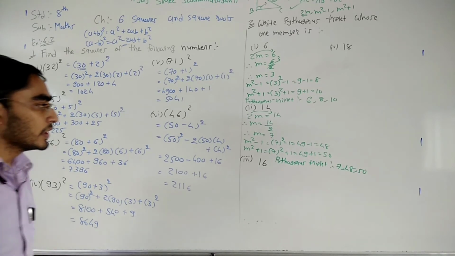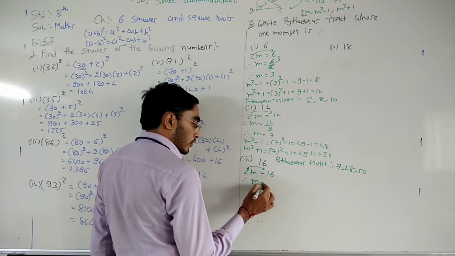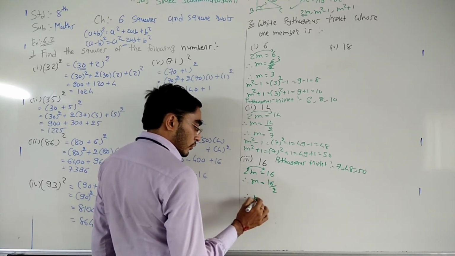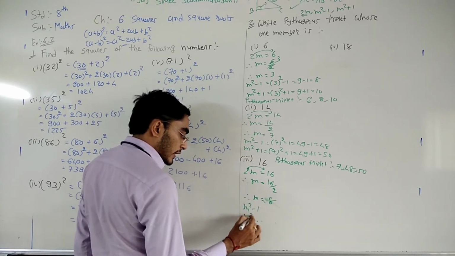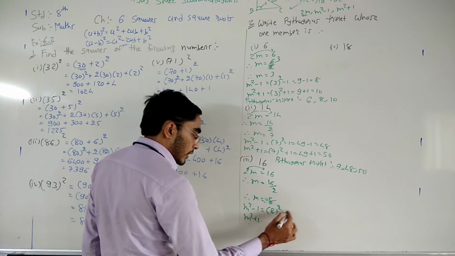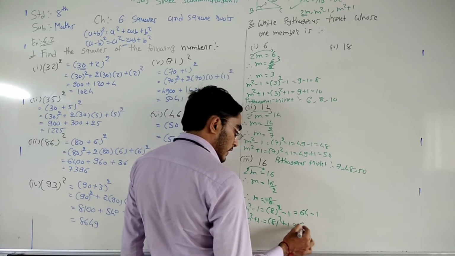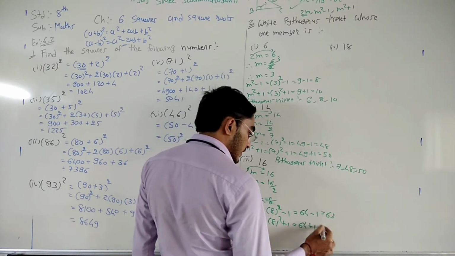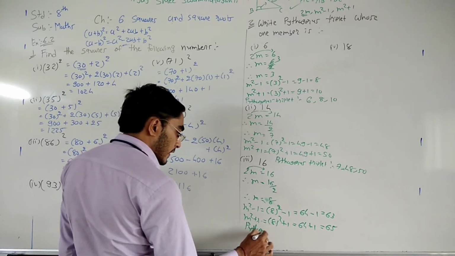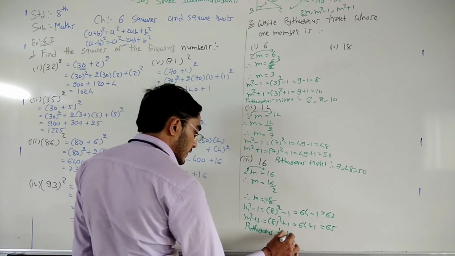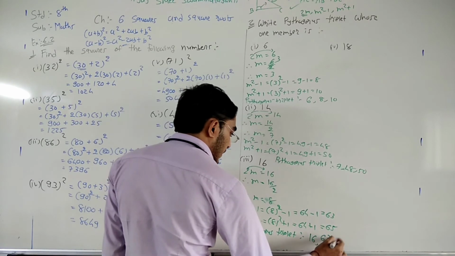Now the third number is 16. So your 2m is equal to 16. Transfer this 2, so m is equal to 16 by 2, 8. Now m square minus 1, m square plus 1. So 8 square minus 1, 8 square plus 1. So 64 minus 1, 64 plus 1. Here 63, here 65. So we can write the Pythagoras triplet: one side is 16 which is given to you, the others are 63 and 65.